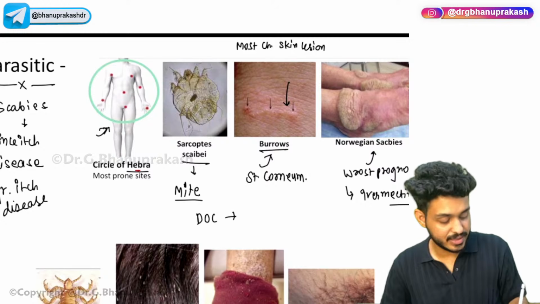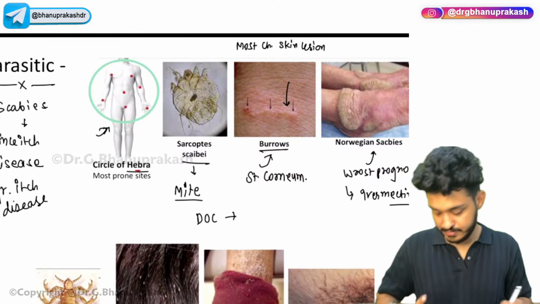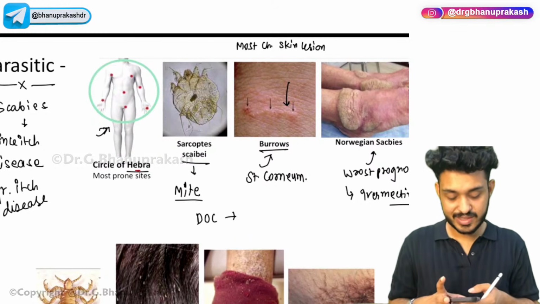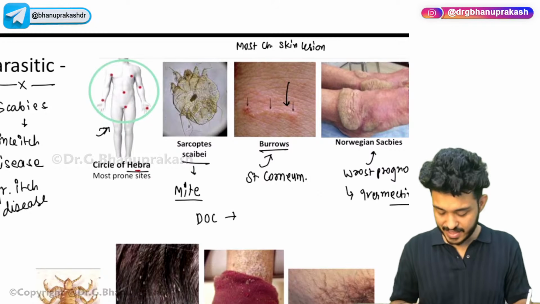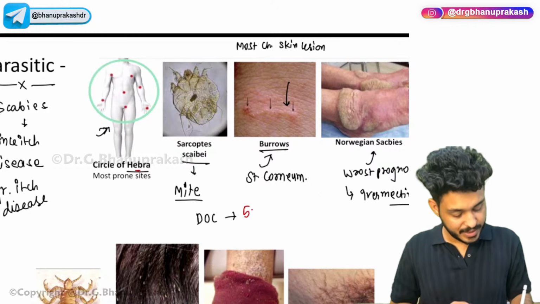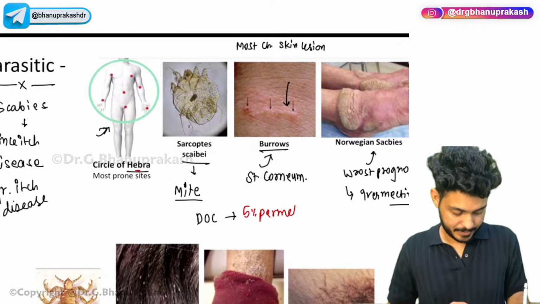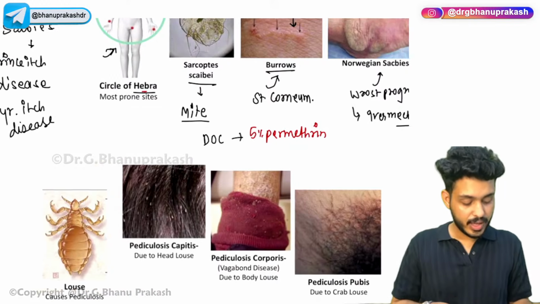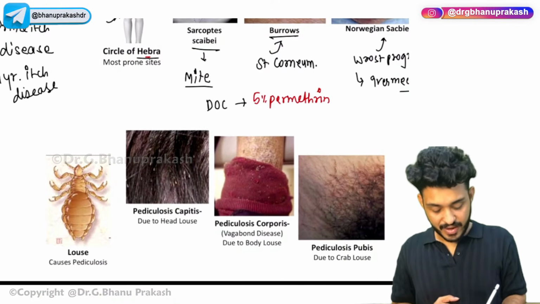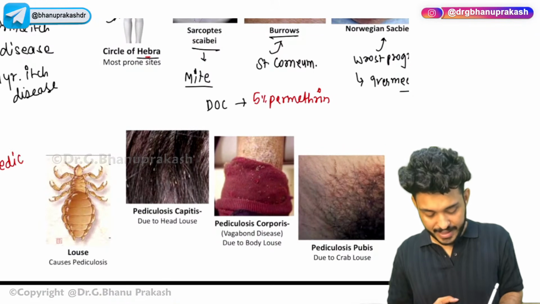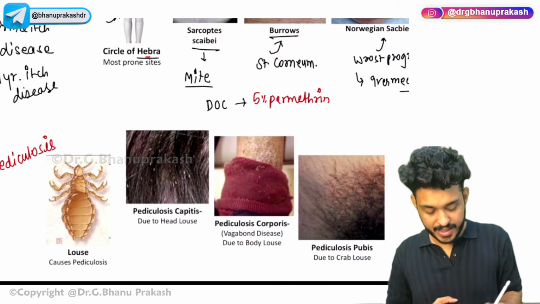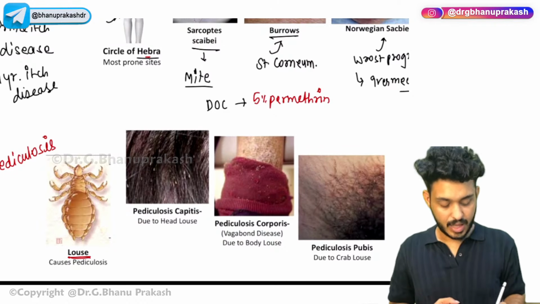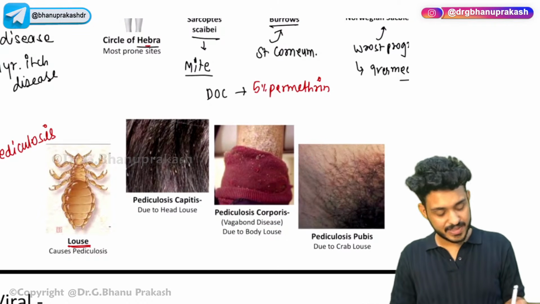Try to answer, guys. Please try to answer. What is the drug of choice for normal scabies? That is your 5% permethrin. 5% permethrin. Okay, this particular infection is your pediculosis. This is your pediculosis, and this is due to louse. It is present in your head.